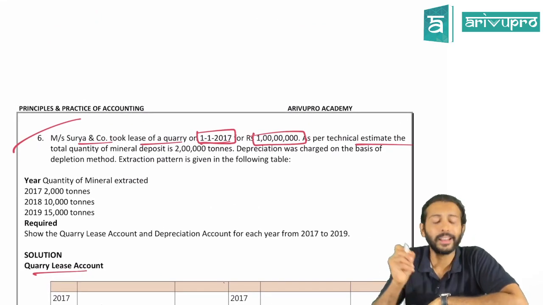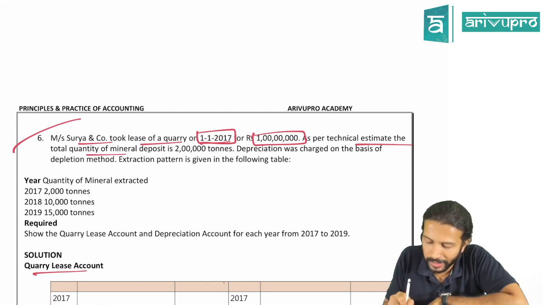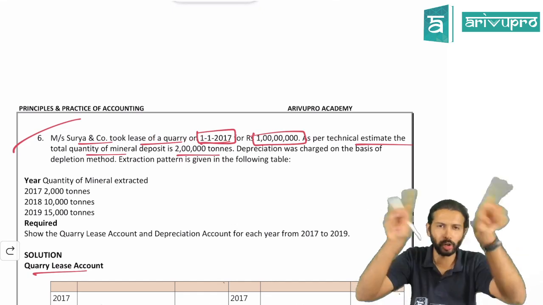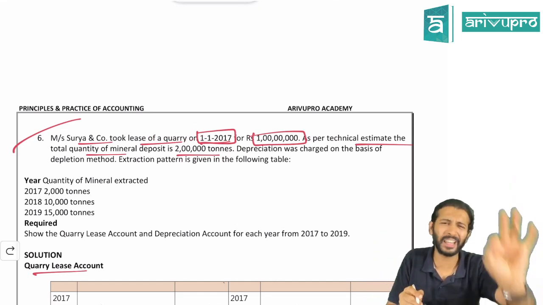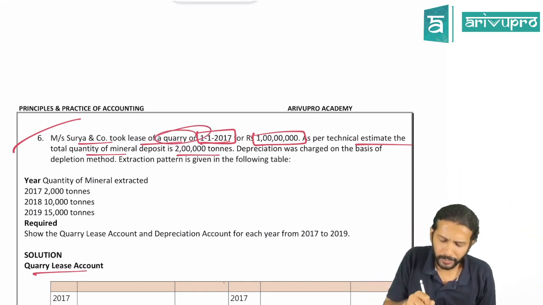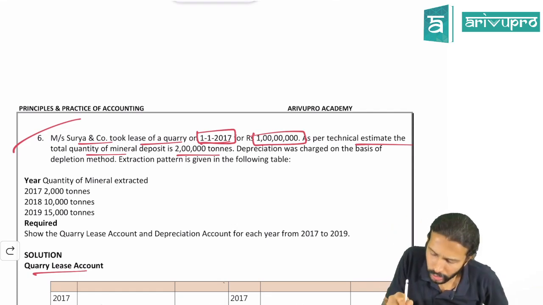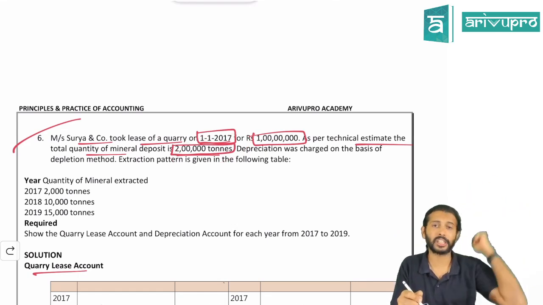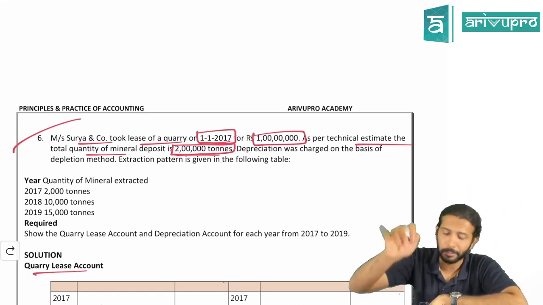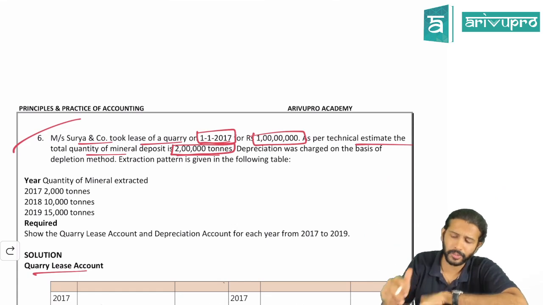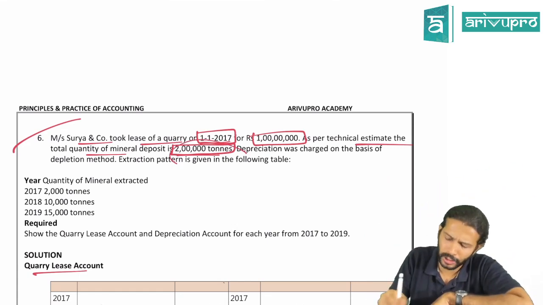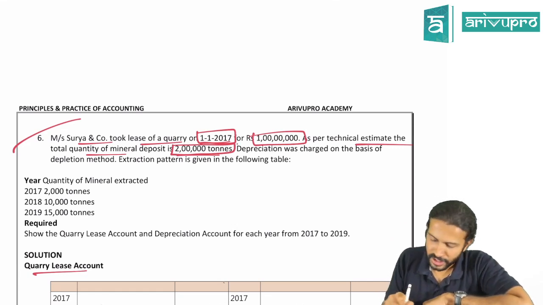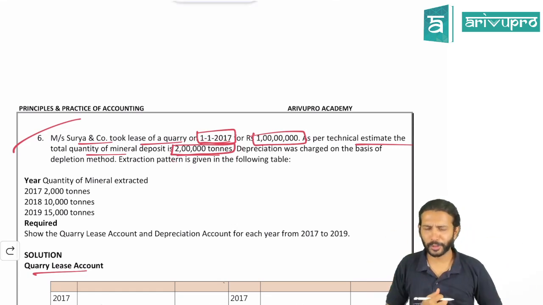As per technical estimate, the total quantity of mineral deposit is 2 lakh tons from this particular quarry. That mineral ore we call the quarry. That's the name given. From this quarry, you can extract totally 2 lakh tons. That is what the company feels they can extract in their lease period. Does it mean in the first year only they'll extract everything?